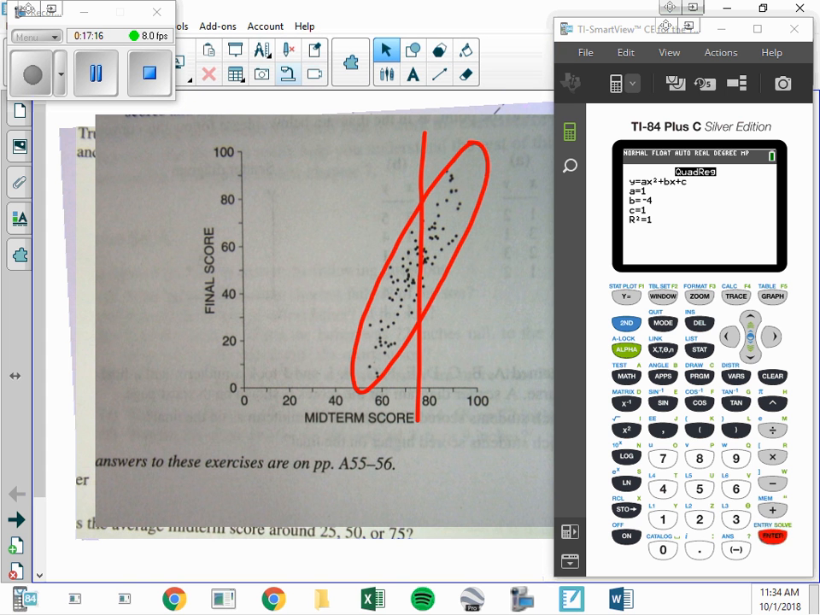Was the SD of the midterm around 5, 10, or 20? So I go out 5 and 5. Do I capture 68%? No. Go out, what's the next option? 10. So go out 10 and 10. That looks like about 2/3. Okay.